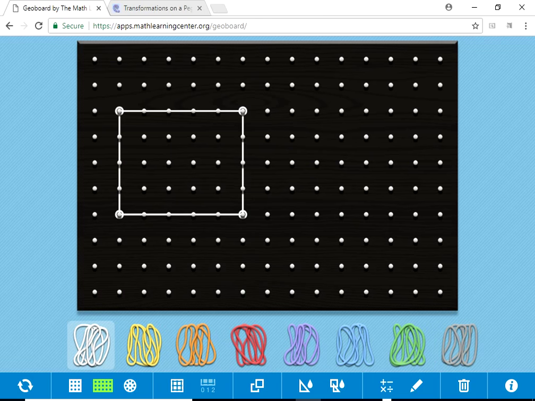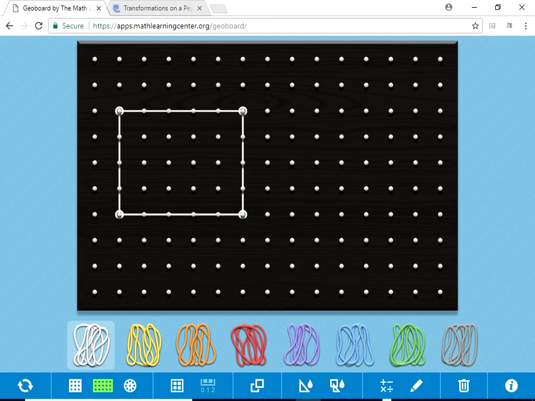To find the area, we will count the number of squares inside. So it'll be 1, 2, 3, 4, 5, 6, 7, 8, 9, 10, 11, 12, 13, 14, 15, 16, 17, 18, 19, 20. A faster way we can do that is to multiply the number of sides from the length by the sides on the width, and that would have given us 20.